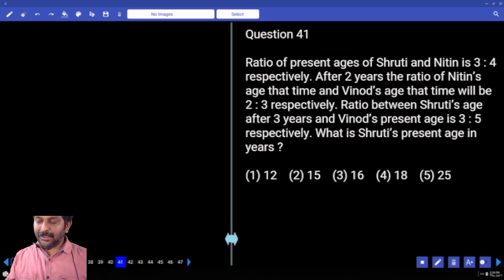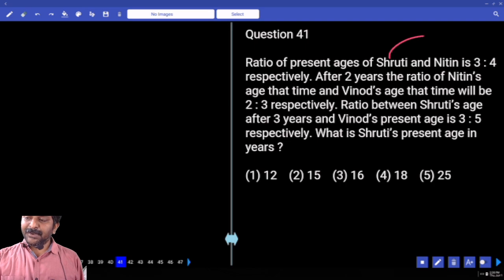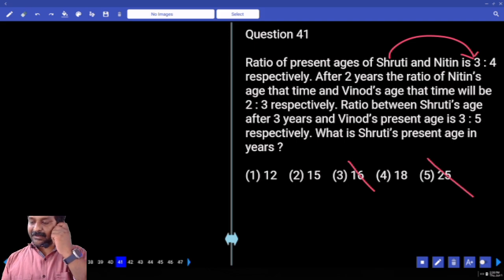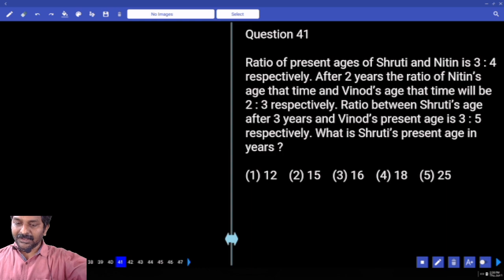Right. Okay. Shruti's present age, how many parts? Answer should be a multiple of 3. 3 options are there, so you have to calculate, correct? Okay, next.